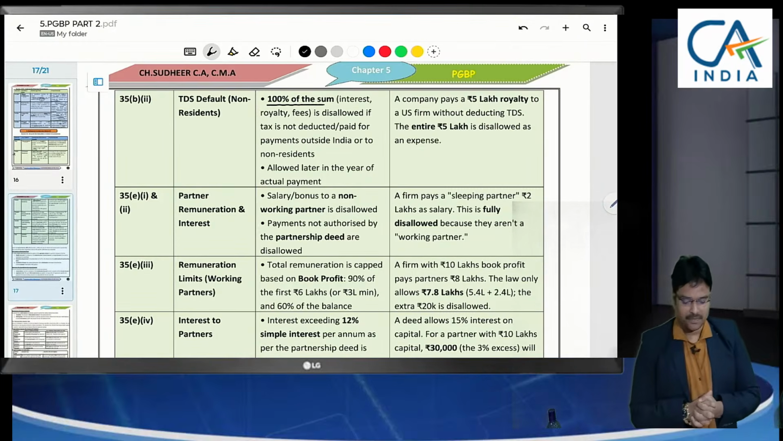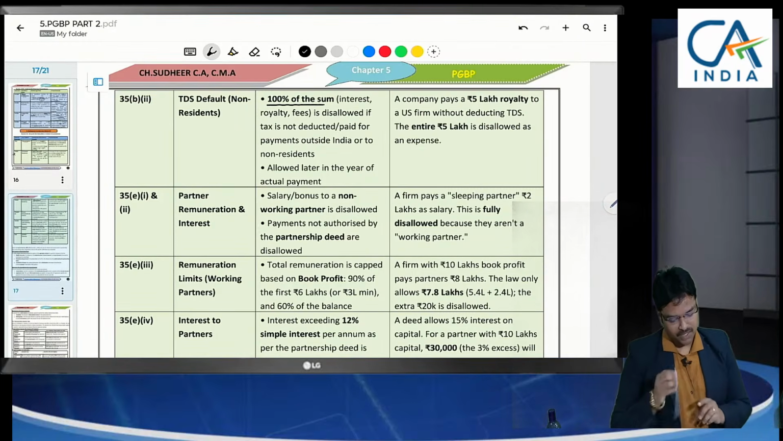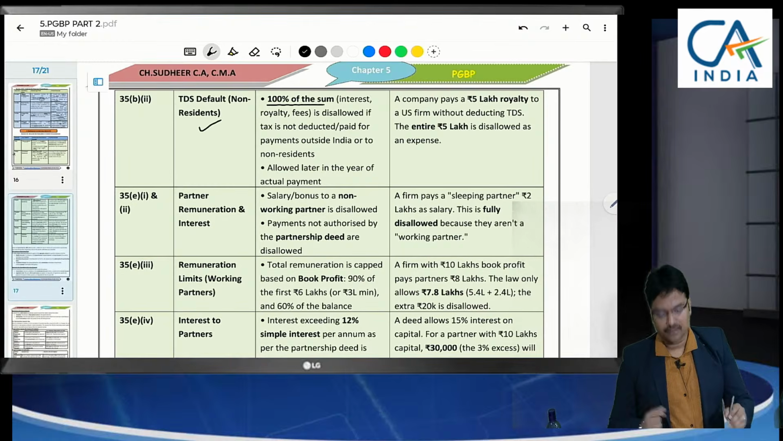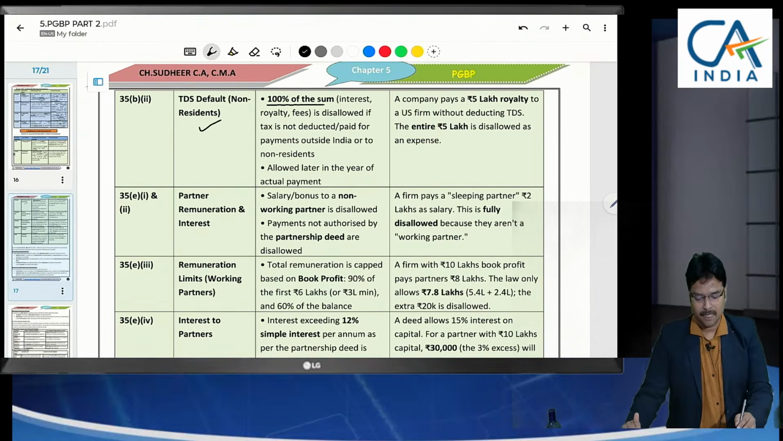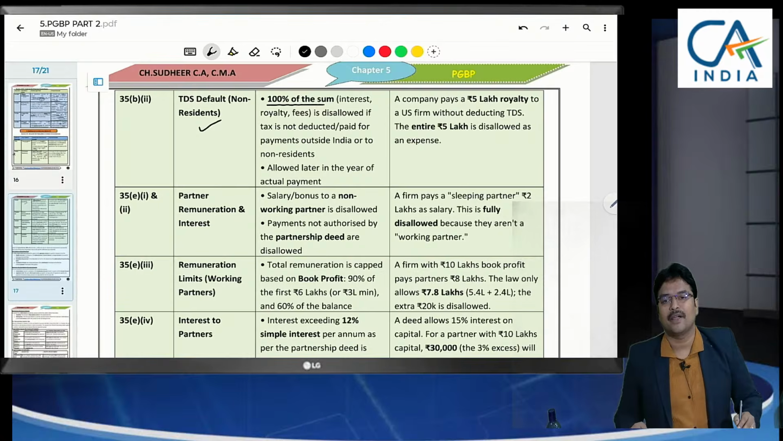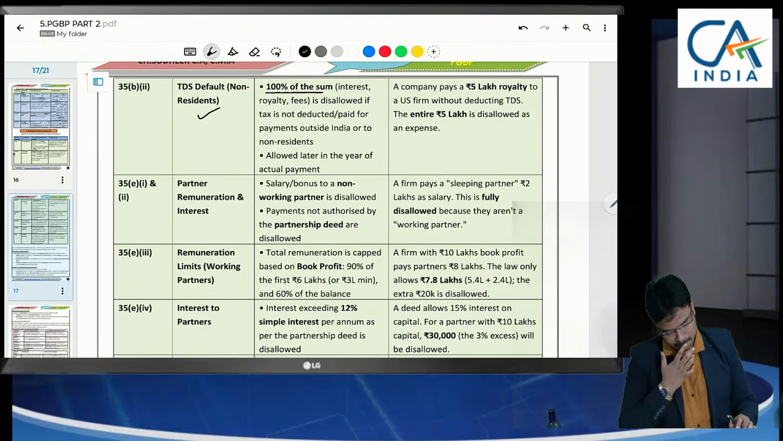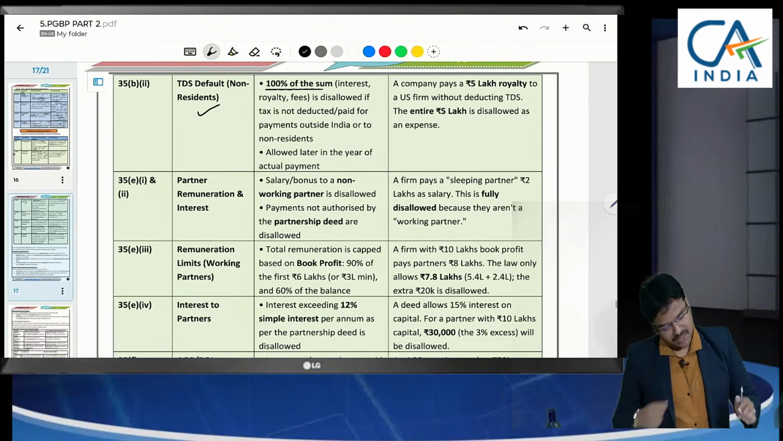Next, section 40(a)(i), TDS default, non-residents. For non-residents, if you are not going to deduct TDS on making any payment, you are claiming that as expenditure, but you didn't deduct TDS nor paid. In this case, 100% disallowance. A company pays 5 lakhs royalty to a US firm without deducting TDS, then the entire 5 lakhs will be disallowed.